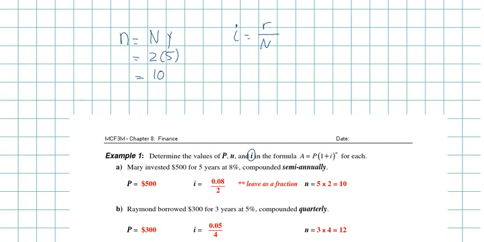Now think before you answer. Raymond borrowed $300 for 3 years at 5% compounded quarterly. What's the value of P? 300. Okay. What's N? We have to multiply 4 with 3. Quarterly is 4. 4 multiplied by 3, which is 12.